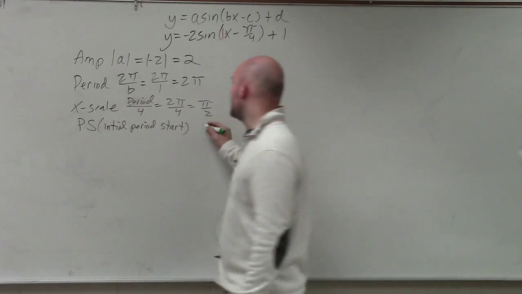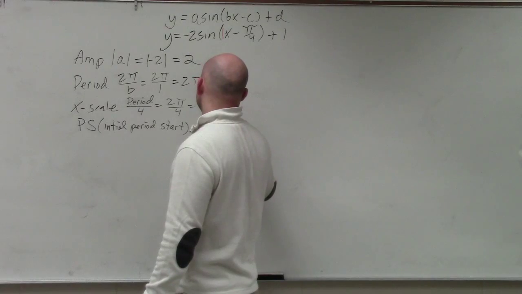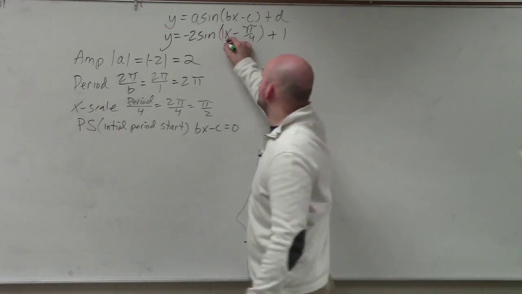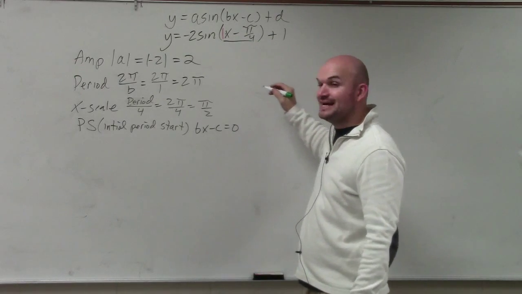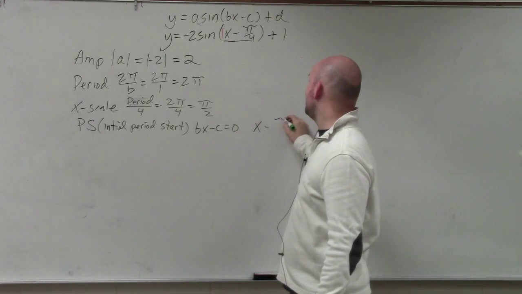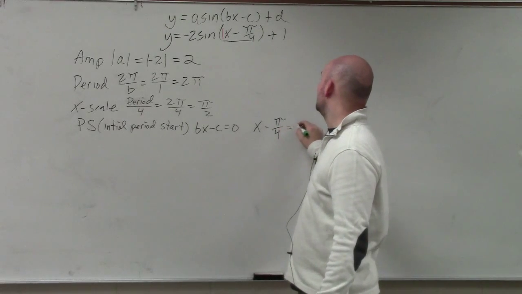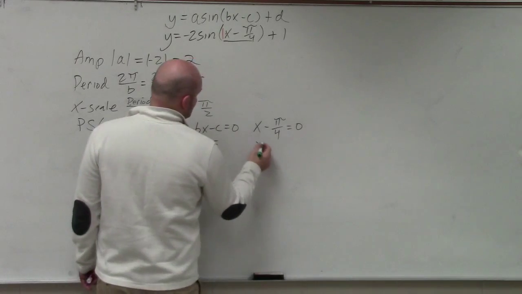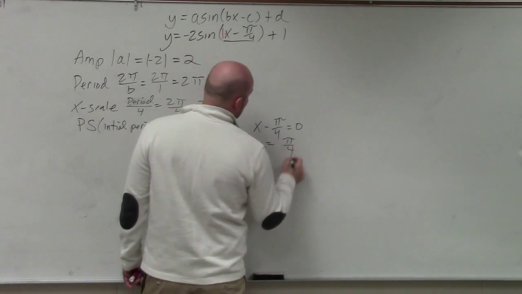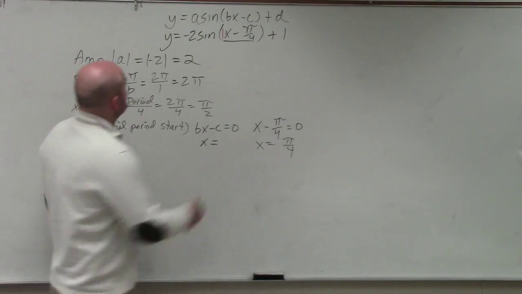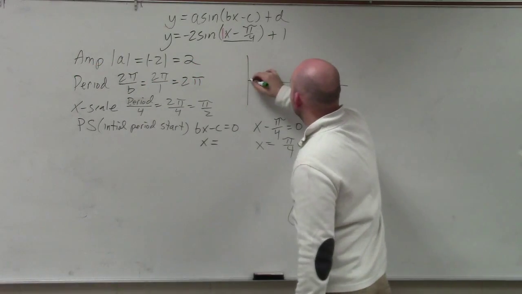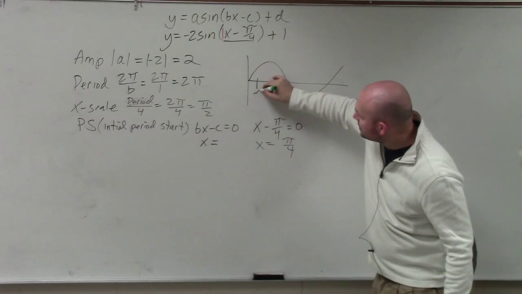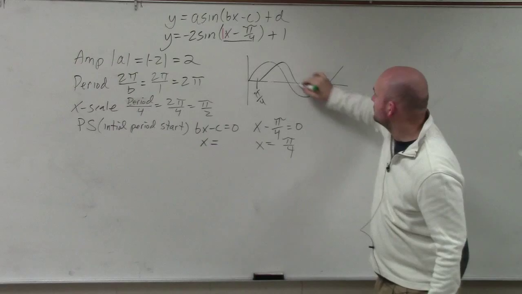So the initial period start was bx minus c equals 0, which is inside the parentheses. So all you're going to do is take whatever's inside the parentheses and set it equal to 0. X minus pi half, or pi fourths, equals 0. Then solve for x. Well, when you solve for x, you get pi over 4. So what this tells you guys is instead of sine starting here, it's now going to start at pi fourths.